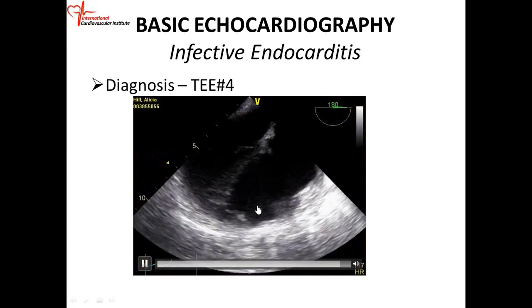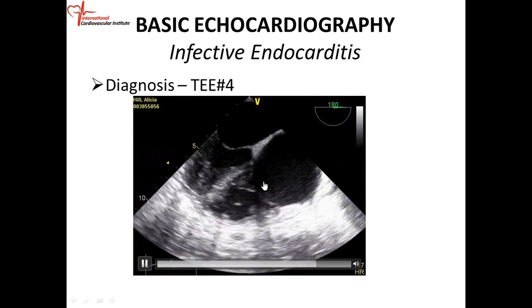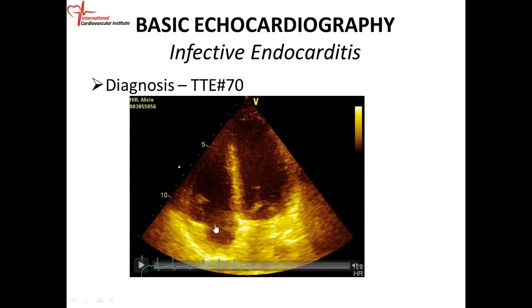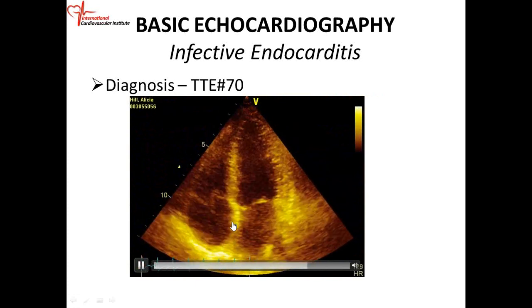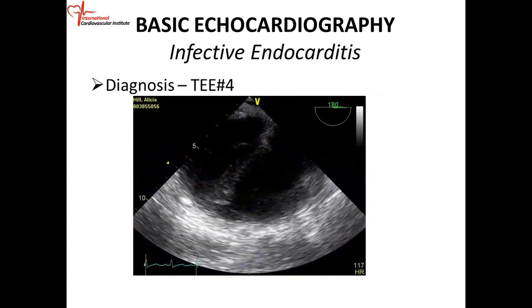Okay, this is a different patient. You can see that the tricuspid valve has, in this patient, the first thing we did was a transthoracic echo, which showed the vegetation on the tricuspid valve. And then we went on to a transesophageal echo. The reason for the transesophageal echo is that you can identify the complications of infective endocarditis more readily. You can see things like abscess, fistula.